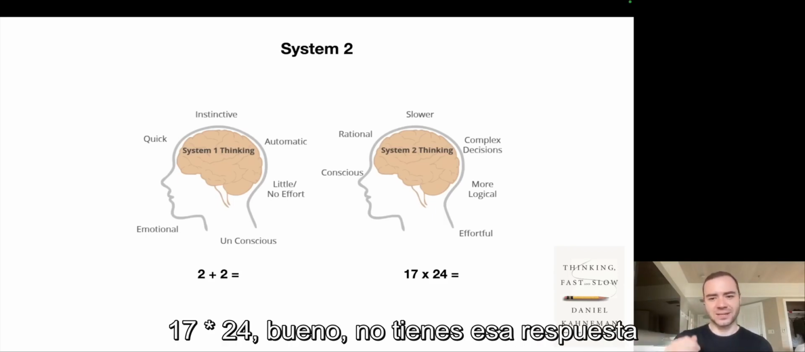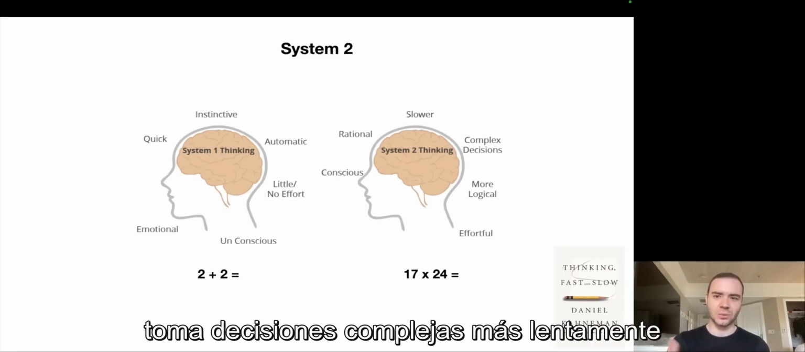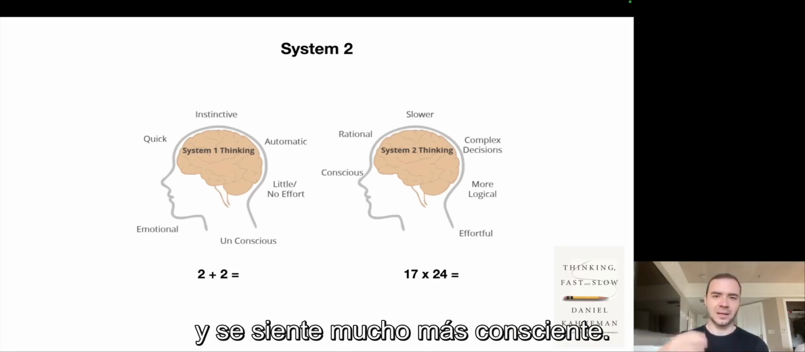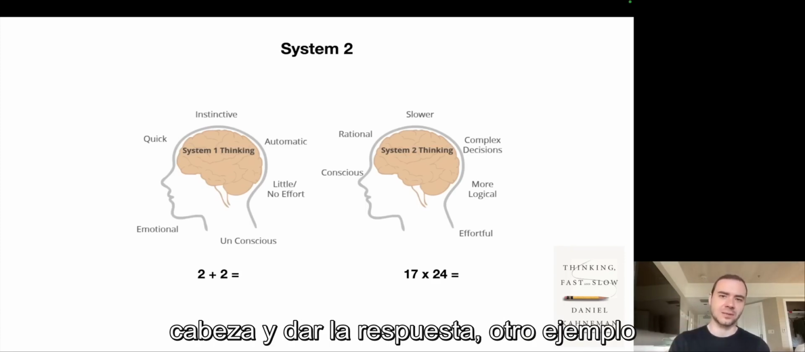But when I ask you what is 17 times 24, you don't have that answer ready. And so you engage a different part of your brain, one that is more rational, slower, performs complex decision making, and feels a lot more conscious. You have to work out the problem in your head and give the answer.